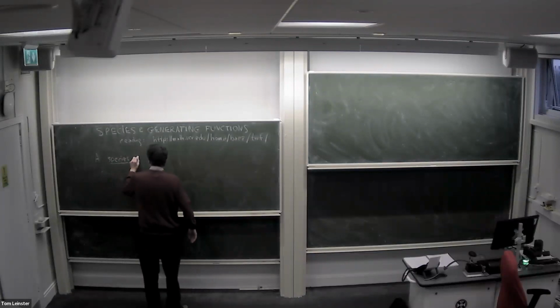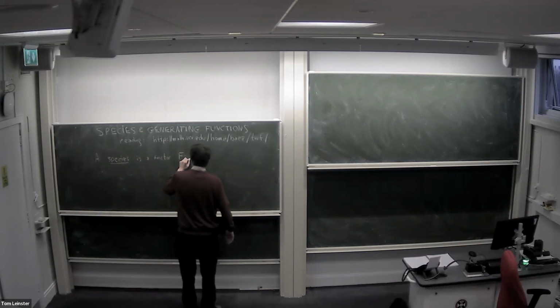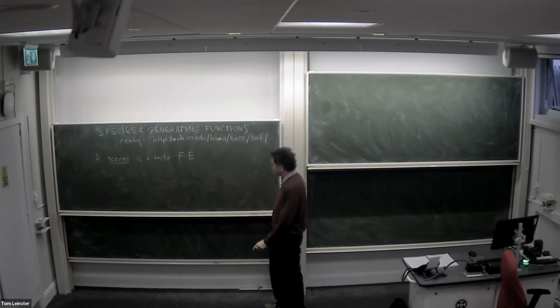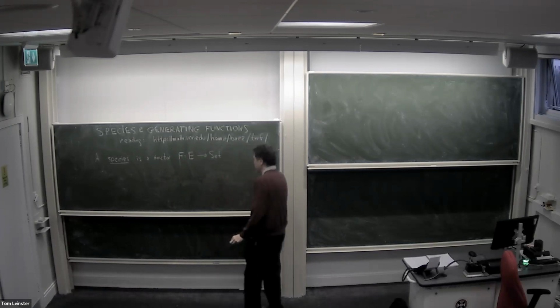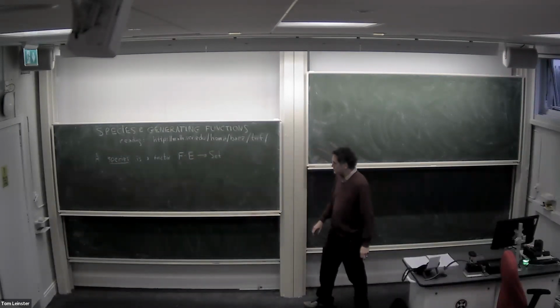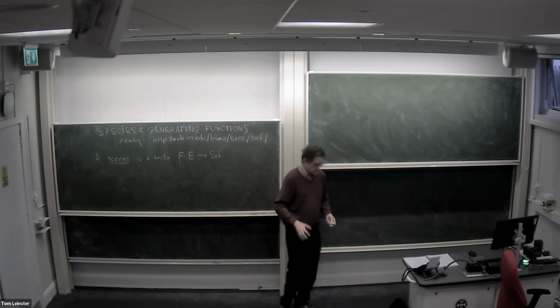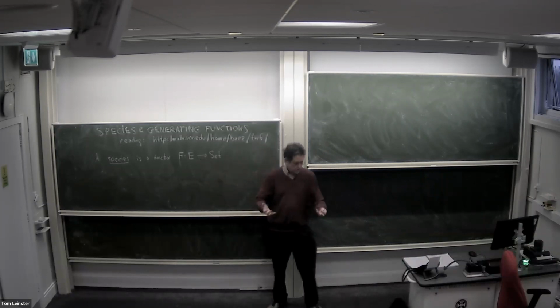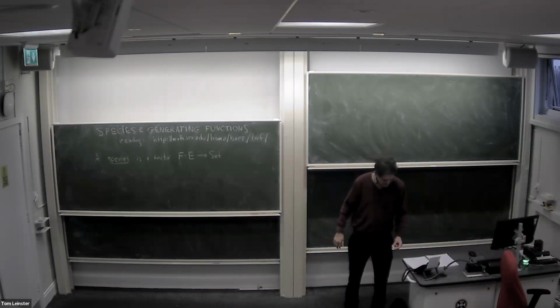So a species is a functor from the category of finite sets, which I call E, because we saw that its cardinality is the number e, to the category of sets. The idea is that this functor assigns to any finite set some set, which we think of as a set of structures of some sort that we can put on that finite set. So each species is a sort of structure. There's a species of graphs, there's a species of two-colorings, and there are lots of others.